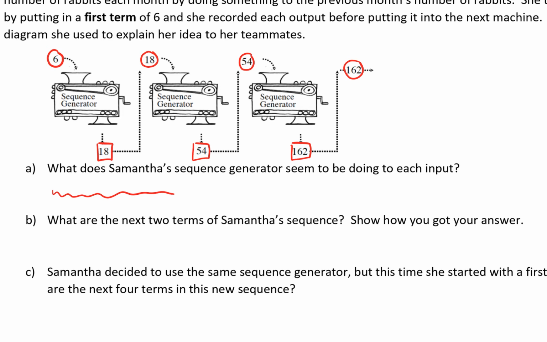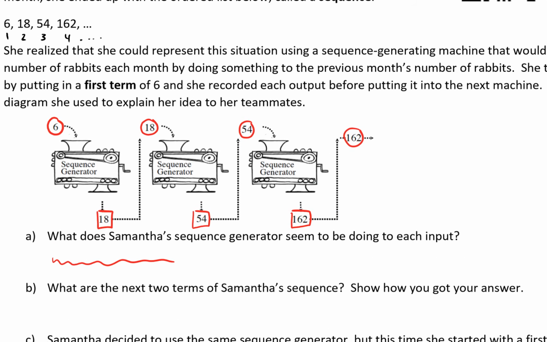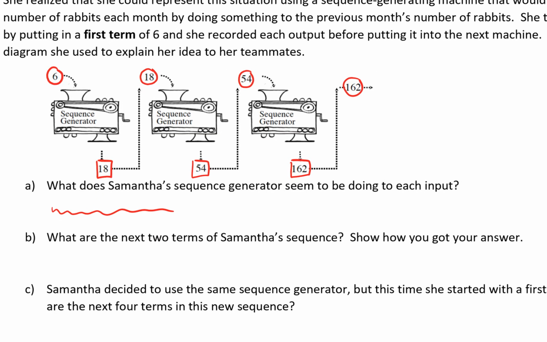Next, what are the next two terms of Samantha's sequence? If we were to extend it and look at not just the first, second, third, fourth, but the fifth and the sixth term, what would those be? And show how you got your answer.